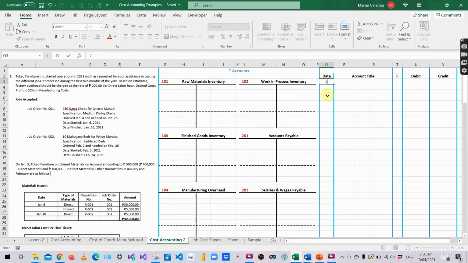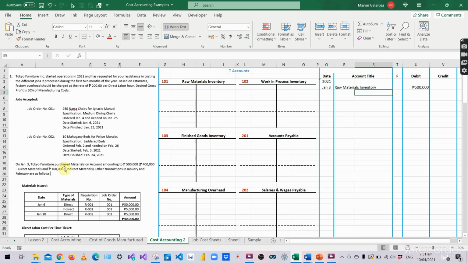2021, January 3. Purchase materials amounting to 500,000 pesos. So, si raw materials, isa siyang asset and ang increase sa asset recorded sa debit side. Ang decrease naman recorded sa credit side. For this one, i-debit natin siya. So, debit raw materials inventory, 500,000.